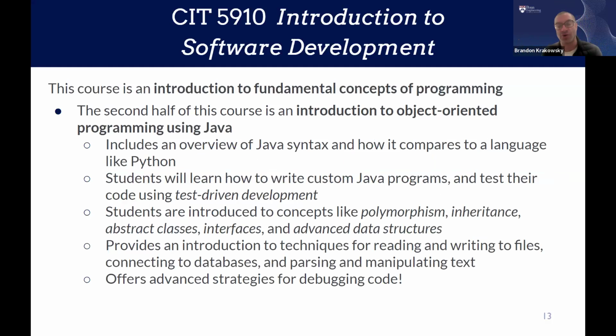And you learn how to test your code using test-driven development. So not only do we write code for the program, but we write other code to test our program, to make sure our code's working as expected. Students are introduced to concepts like polymorphism, inheritance, abstract classes, interfaces, and other advanced data structures. It provides an introduction to techniques for reading and writing to files, connecting to databases, and parsing and manipulating text. We do a lot of this in Java towards the end. And then we also get into various strategies for debugging code. So live debugging of your code, running your code and seeing what's happening line by line using a couple of different debuggers.